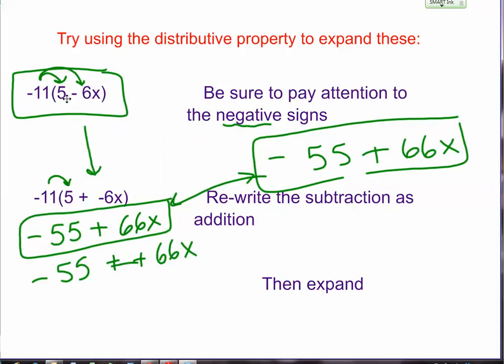We practiced some. So this becomes negative 11 times 5, which is negative 55. And negative 11 times negative 6x is a positive 66x. If you want to rewrite it as addition first, you may, but you can just distribute negative 11 to each term. Link this subtraction with the 6x so you see it as a negative 6x, and then your negative times a negative is a positive.